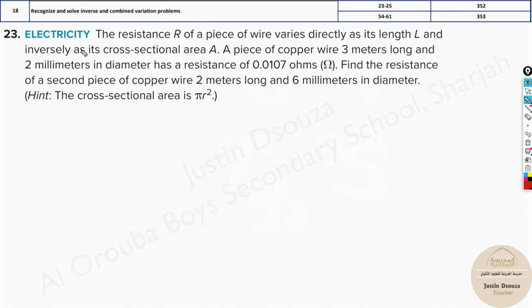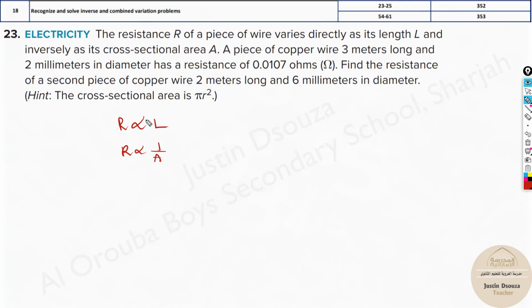The resistance R of a piece of wire varies directly to its length. So let's write resistance varies directly to its length and inversely to its cross sectional area. R is inverse 1 by A. This is the proportional variation, how we write generally in physics.